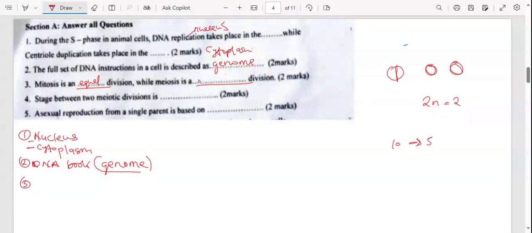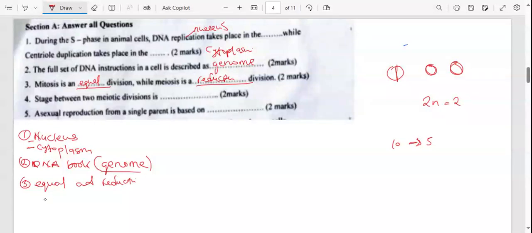So we therefore call it a reduction division. Okay, hope that is clear.